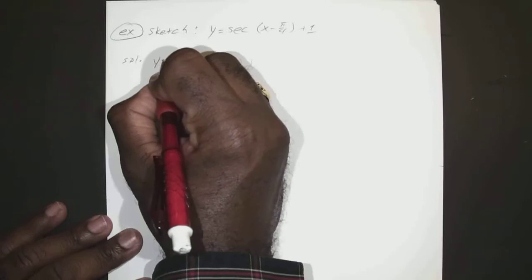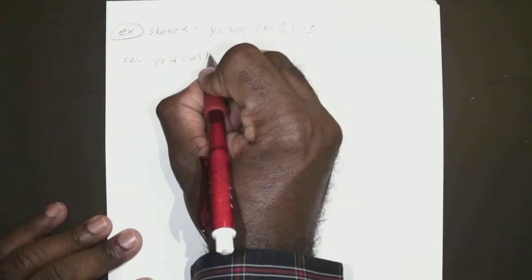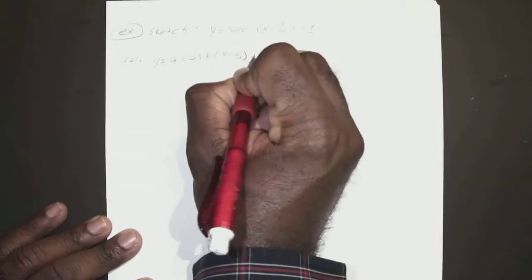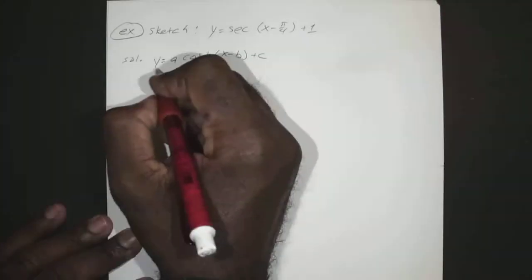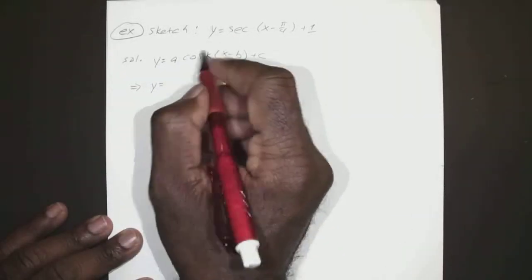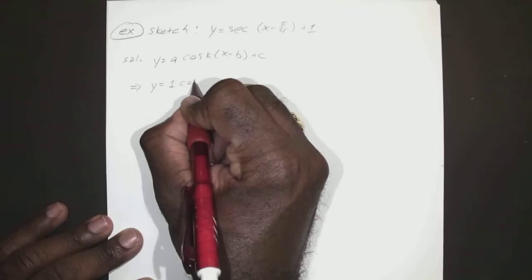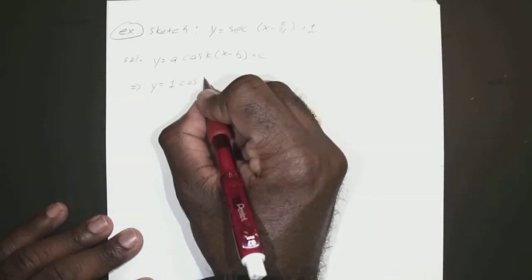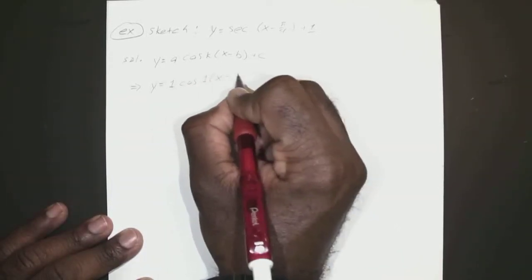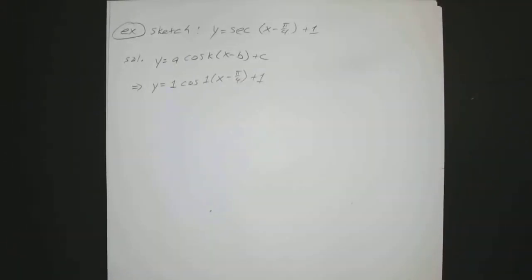So we use our y equals a times cosine of k times x minus b plus c, and we line it up with our y equals, instead of secant, actually cosine, that's the one we're starting with. 1 times cosine of 1 times x minus pi over 4 plus 1. Because remember, to graph secant, you have to start with cosine.